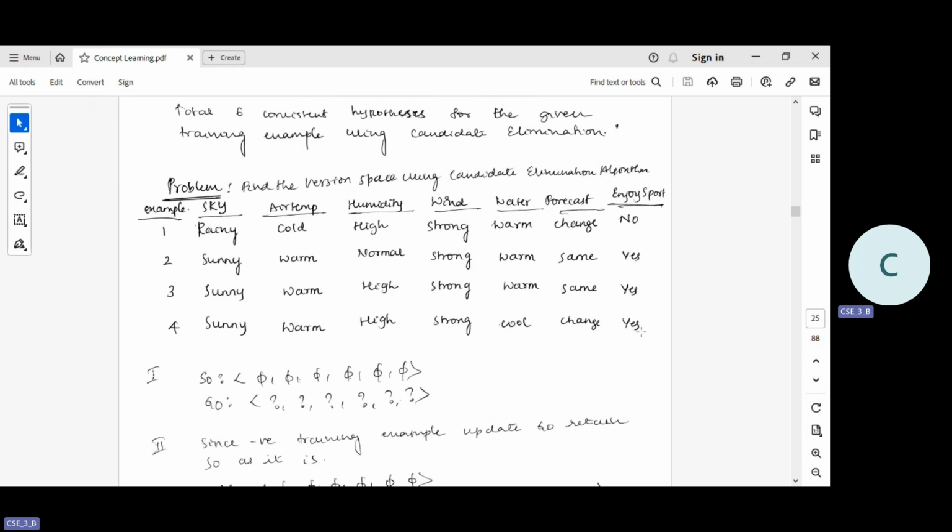Then we can say what? Enjoy sport outcome is negative. That is the label. Then we say it is consistent. But here there is a mismatch, but the outcome is yes, that is positive. So what are we going to do? We are not considering this. This is not consistent with the fourth training example.